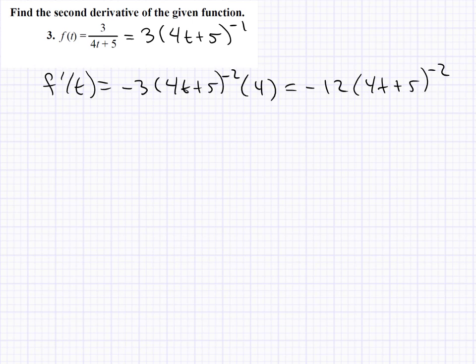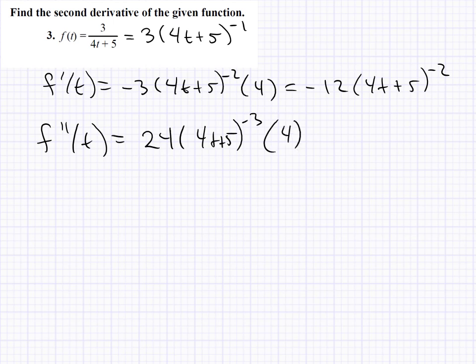And I'm going to leave it like that, because remember, we have to take the derivative again. Normally, I wouldn't want that negative exponent, but it's easier to leave it that way to do the chain rule again. So now I pull that power out to get positive 24, 4t plus 5 to the negative 3 times the derivative of the inside is 4 again.